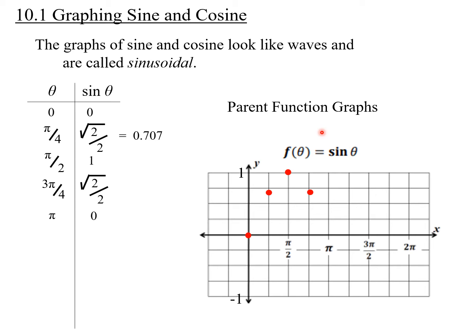The sine of pi is 0. I'll plot that. The sine of 5 pi over 4 is negative root 2 over 2, negative 0.707. The sine of 3 pi over 2 is negative 1. The sine of 7 pi over 4 is negative root 2 over 2 again. And finally, the sine of 2 pi is 0. And so we now have one complete wave.